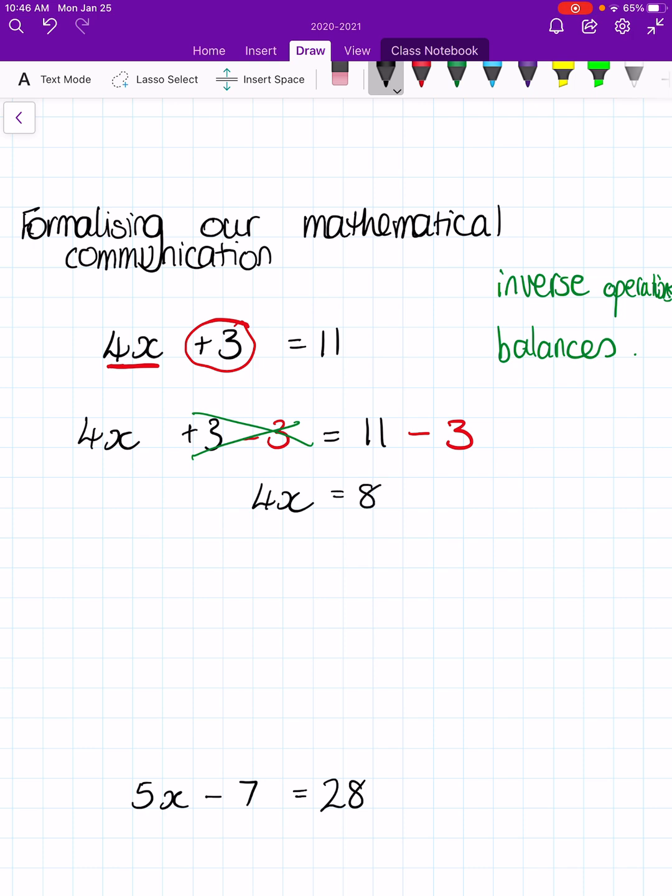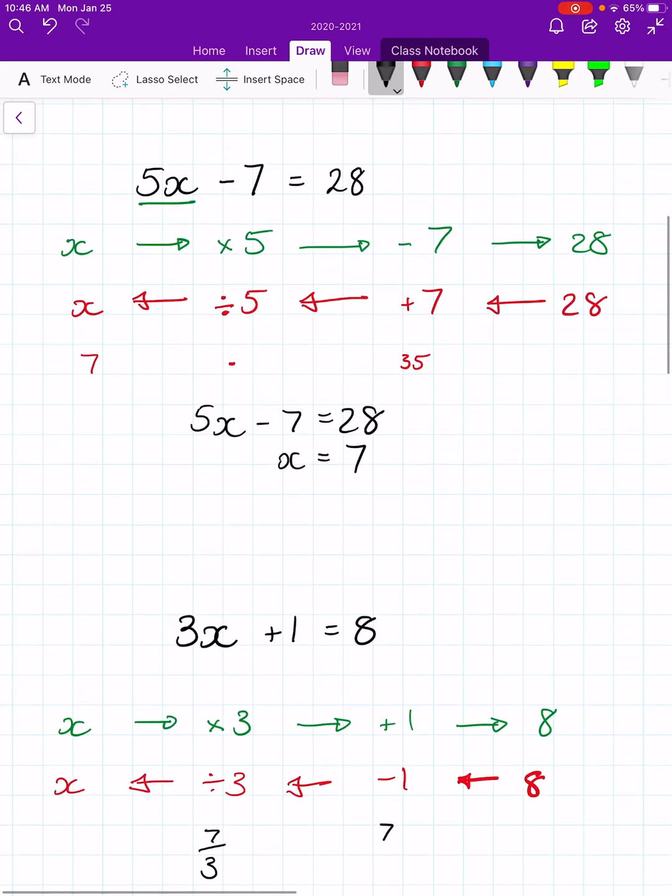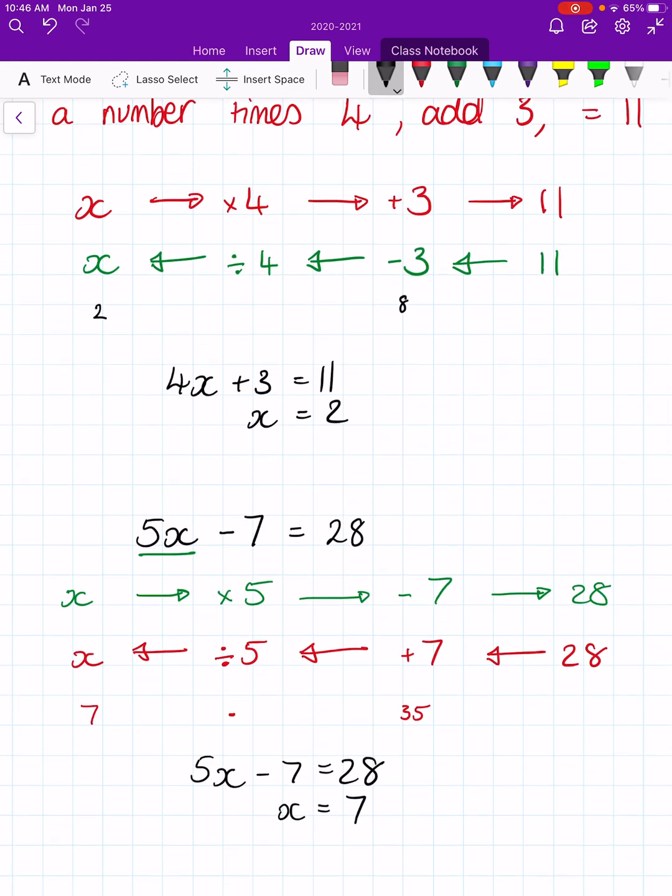Now that actually works with what we saw before, because what we saw before was that we had to start with 11 and then take away 3, and we ended up with 8.